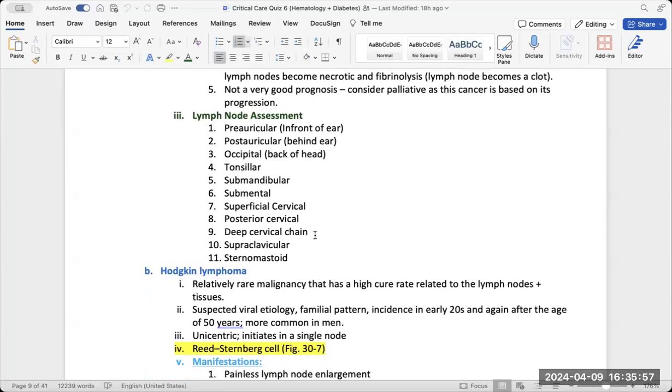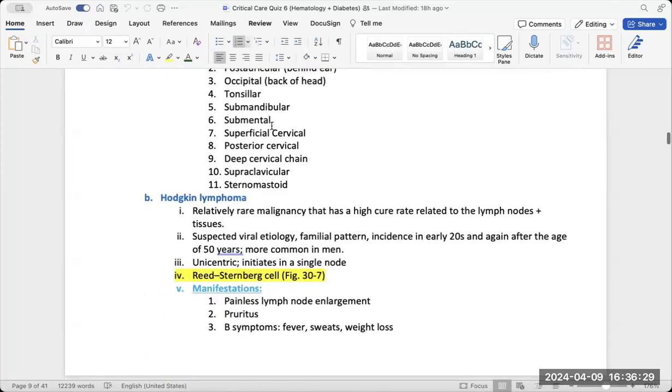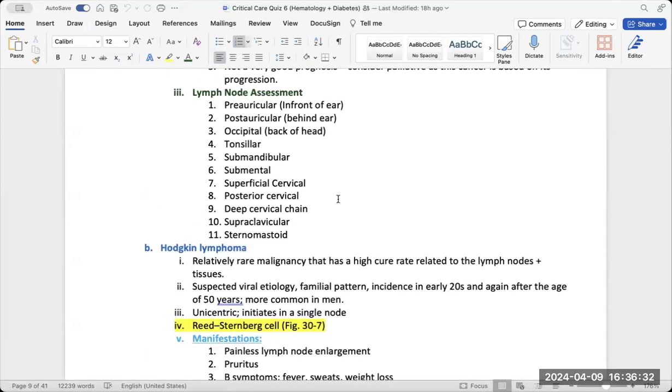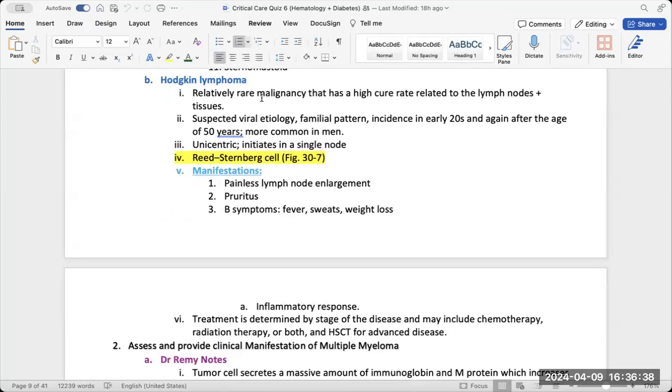Another thing is how to do the lymph node assessment, such as starting with preauricular, or going from the front of the ear, then going to postauricular behind the ear, and then the occipital, the back of the head, and then tonsillar, submandibular, submental, superficial cervical, posterior cervical, deep cervical chain, supraclavicular, and then sternomastoid. I don't know if she's going to specifically ask that, but I would just know where you start, because you could say, do a lymph node assessment starting with preauricular. That would make sense.